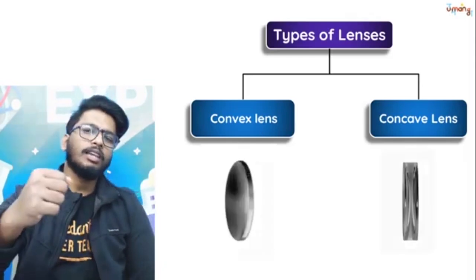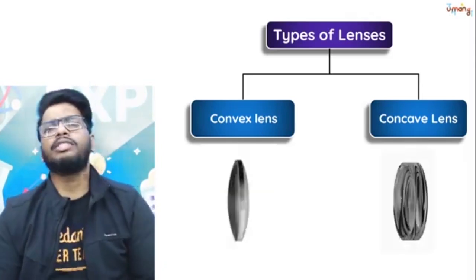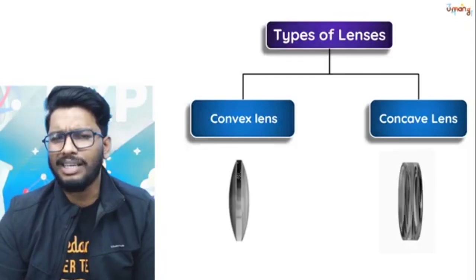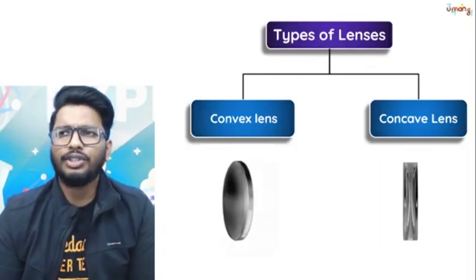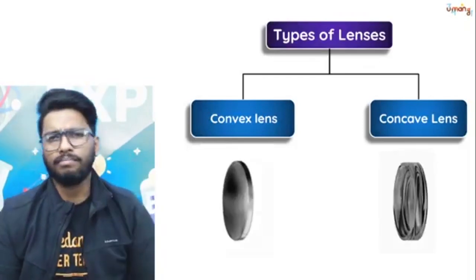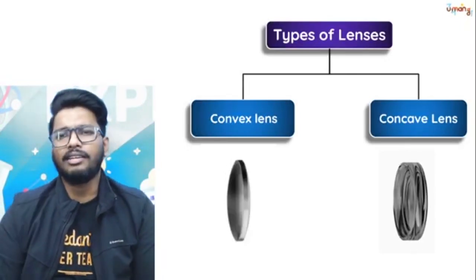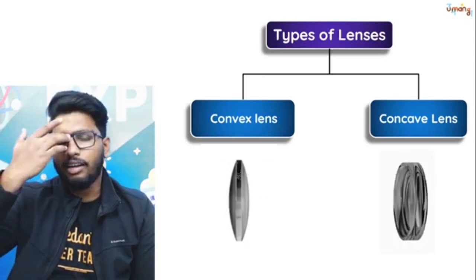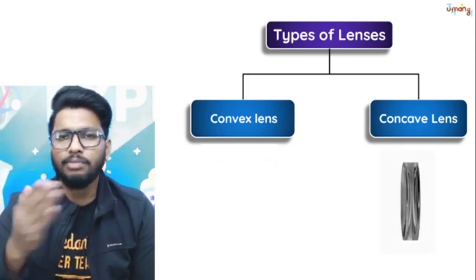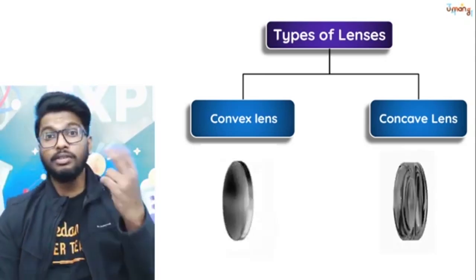Now, there are two types of lenses. First of all, let me tell you what a lens is. A lens is a transparent medium or material which allows light to pass through it, and it does so because light undergoes refraction when it's passing through a transparent medium. So there are two types of lenses.